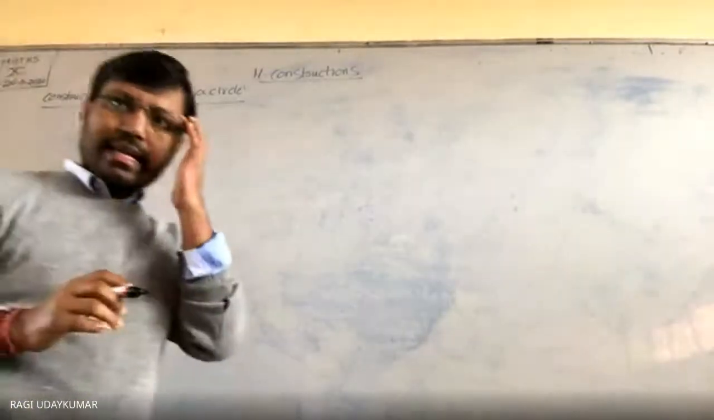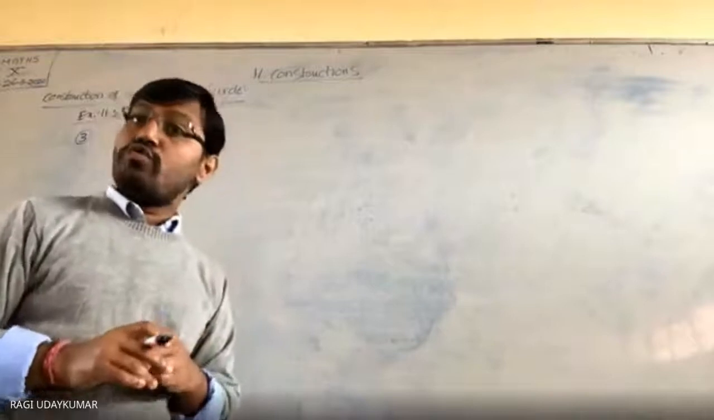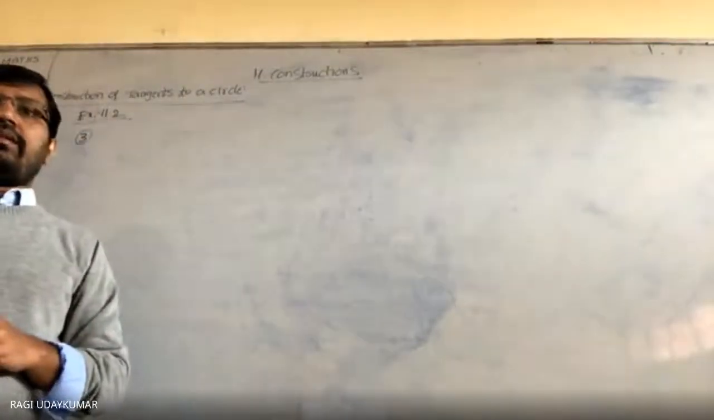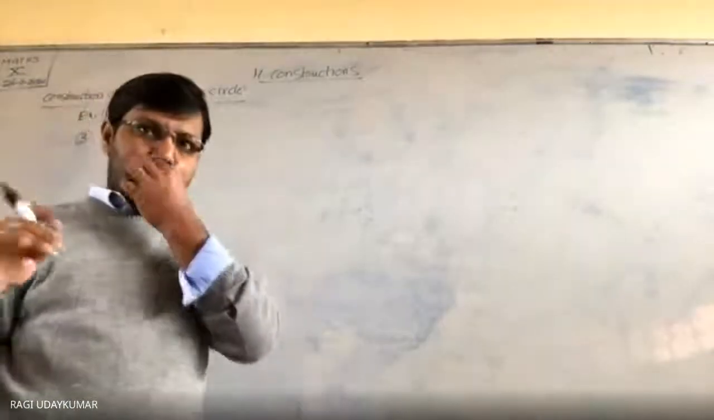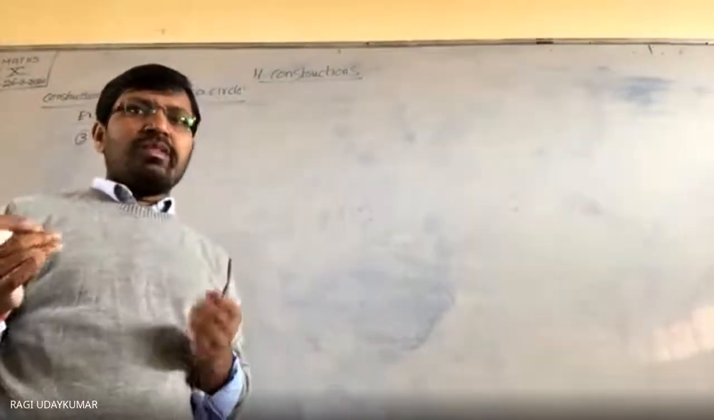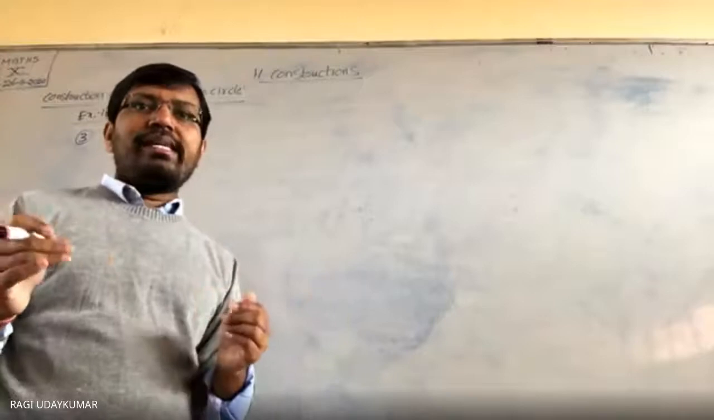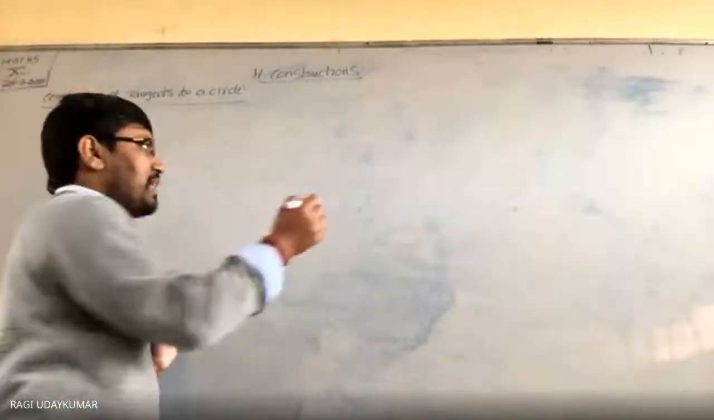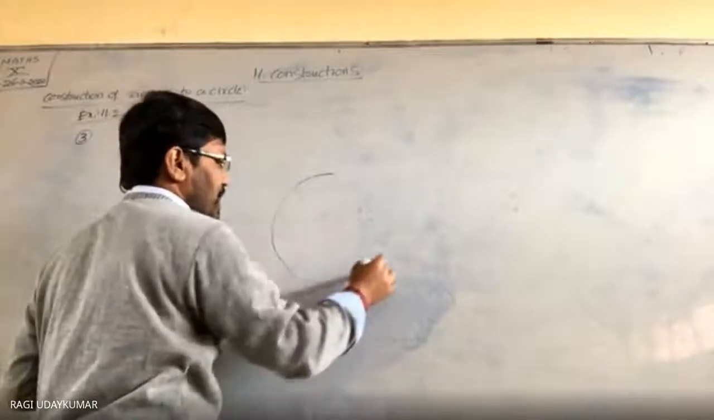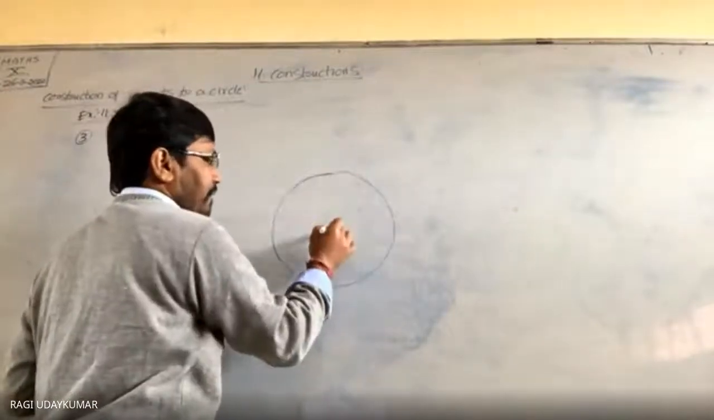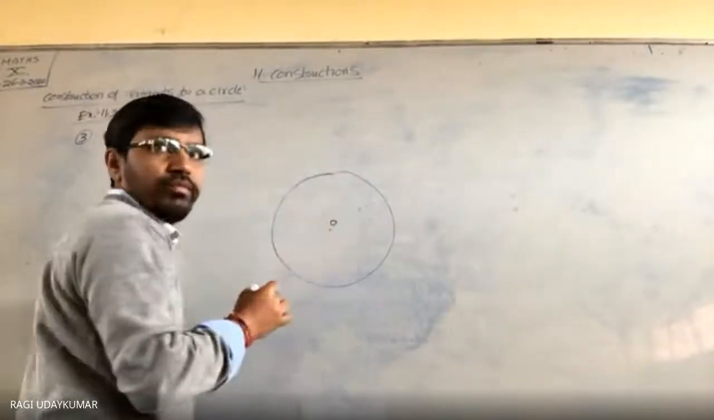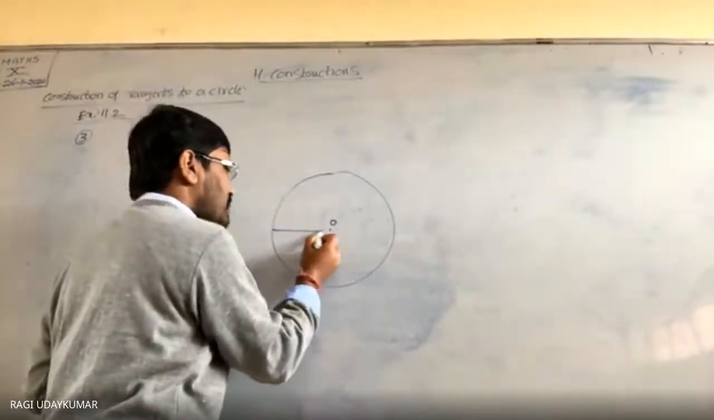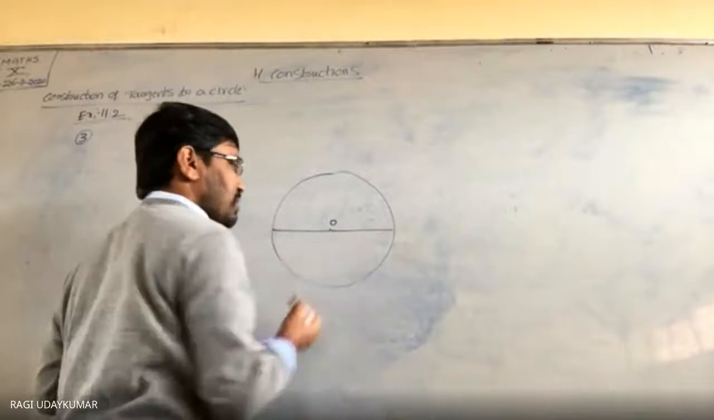Third question. Draw a circle of radius 7 centimeters. Take 2 points P and Q on the extended diameter, at a distance of 7 centimeters from its center. Center से 7 centimeters लेना. Figure कैसे आ जाएगा देखो. ये circle है. This is circle with center O of radius 3 centimeters. इधर से इधर 3 centimeters radius है.